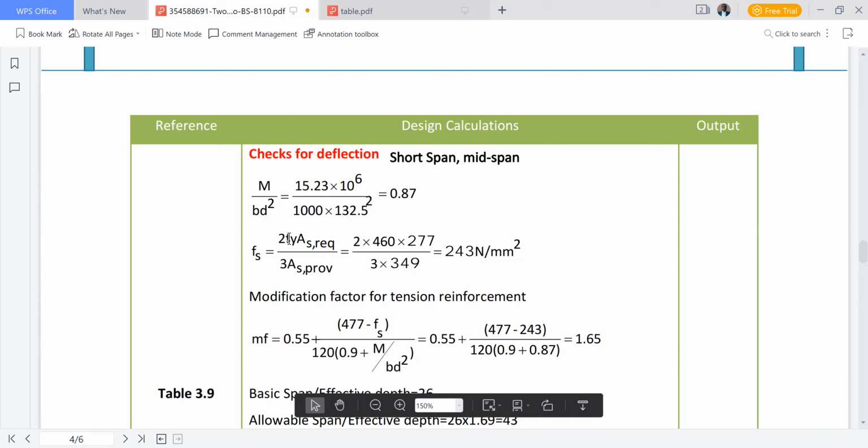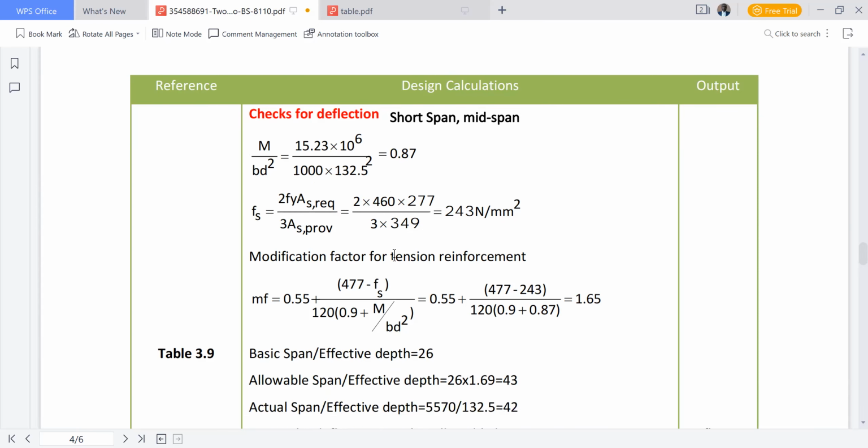You compute and then you compute service stress. Service stress is given by 2 times strength of steel multiplied by the area required, and then 3 times area provided. Area required is what you calculated. Area provided means the area we read from the table. For our case here, for the short span, mid span, the area we required was 277 millimeters squared, but the area we read from the table was 349. So service stress will be equivalent to 243 Newton per millimeter squared.